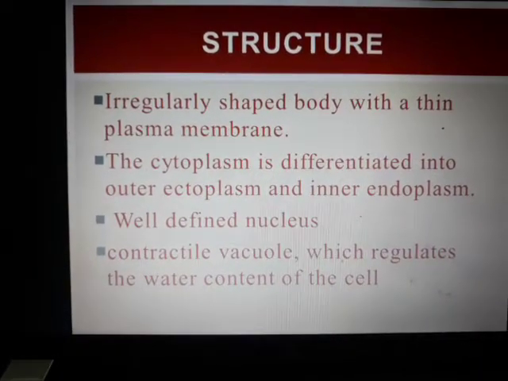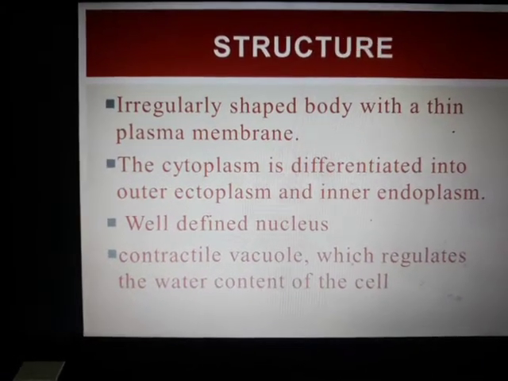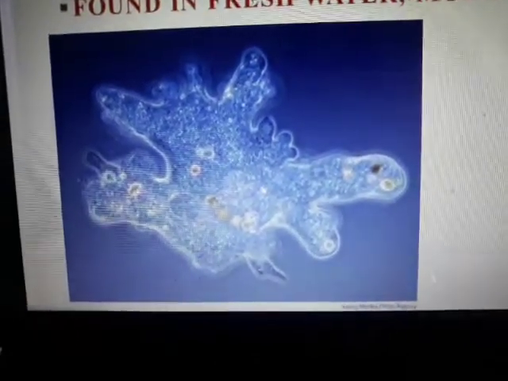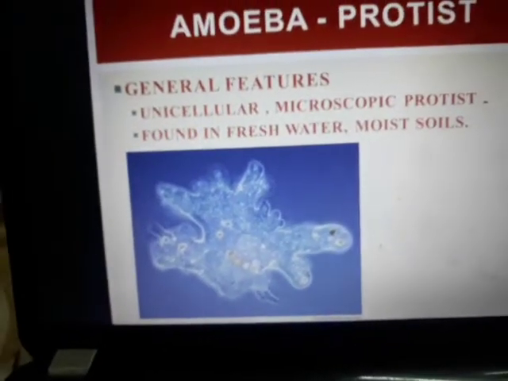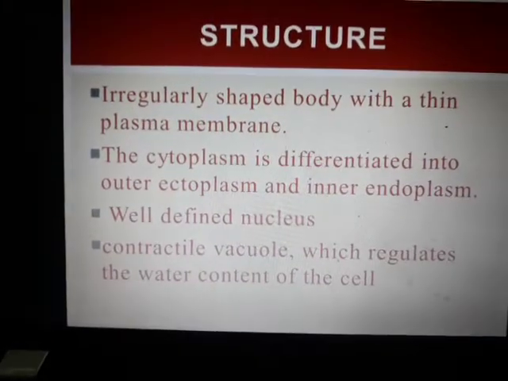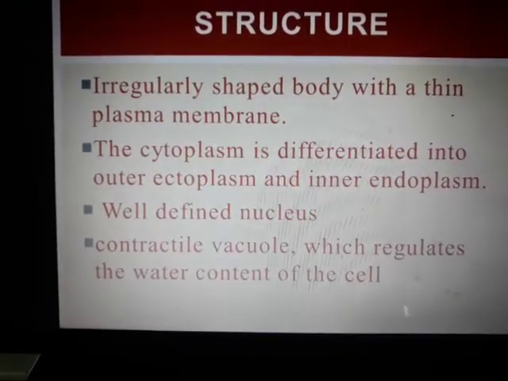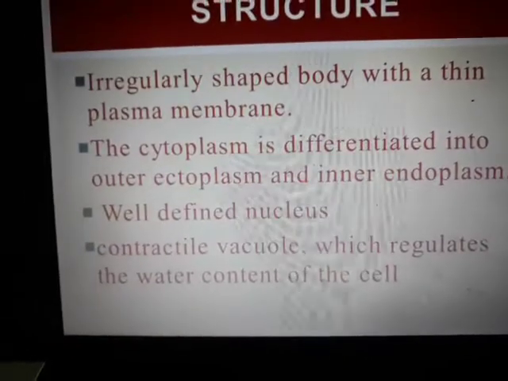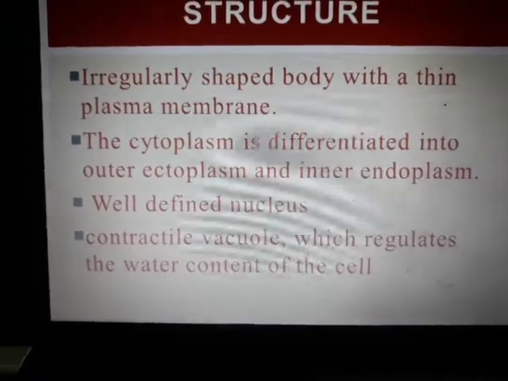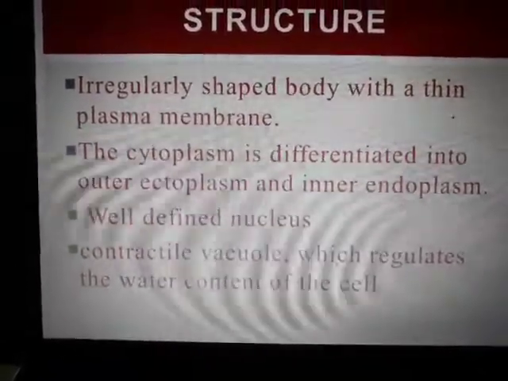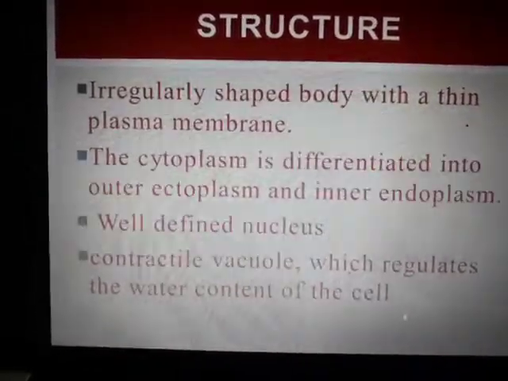Let us come to the next parameter, that is structure. As seen in the picture here, you can see it is very irregular. It doesn't have a permanent shape or a prominent shape. It keeps on changing. That's its peculiarity actually, and because of that it is able to move anywhere and get its food. The next point says that it is irregularly shaped with a thin plasma membrane.